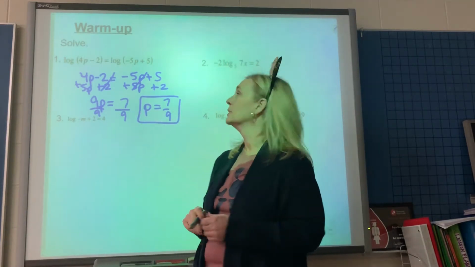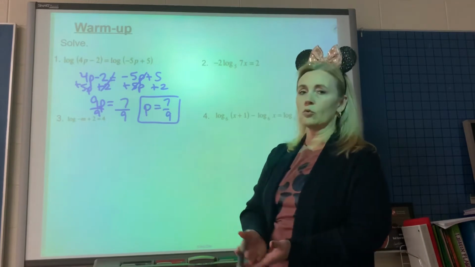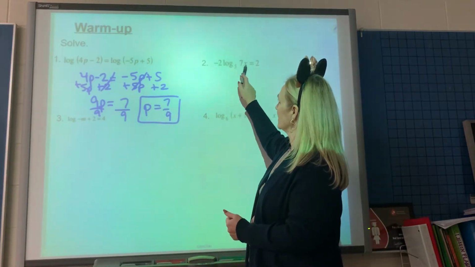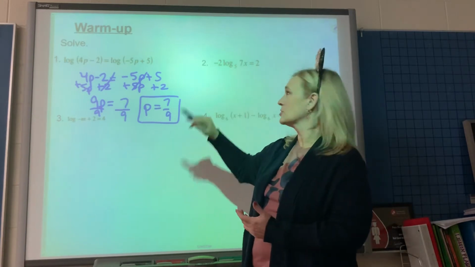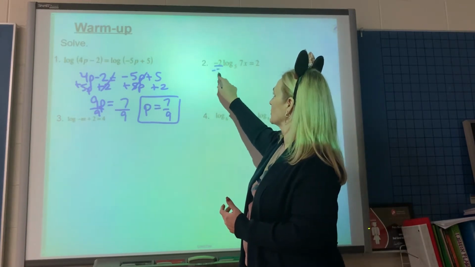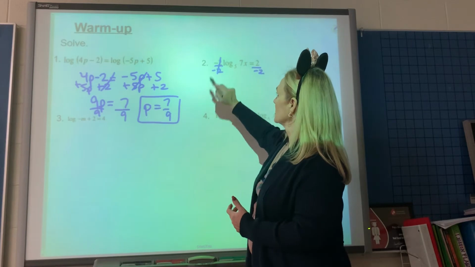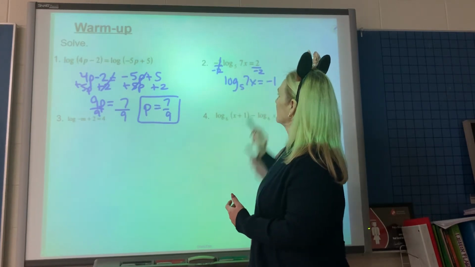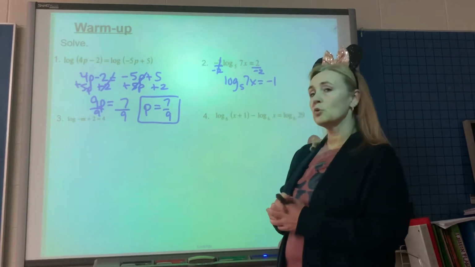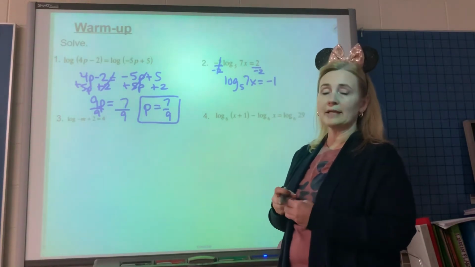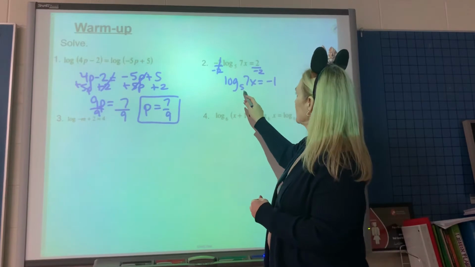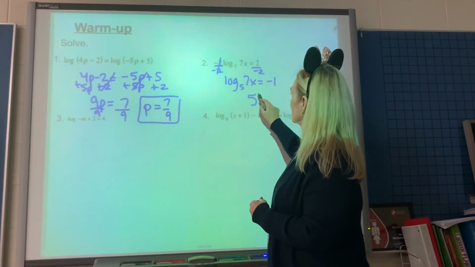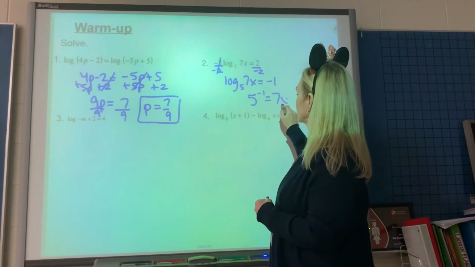Okay, number 2. It's a little different because it only has log on one side. It says negative 2 times the log base 5 of 7x equals 2. The easiest thing to do is move this negative 2 over to the other side. So we have log base 5 of 7x equals negative 1. Since there's only a log on one side, we're going to rewrite it in exponent form. Remember the circle method where you do a little circle around? That means 5 to the negative 1 power equals 7x.